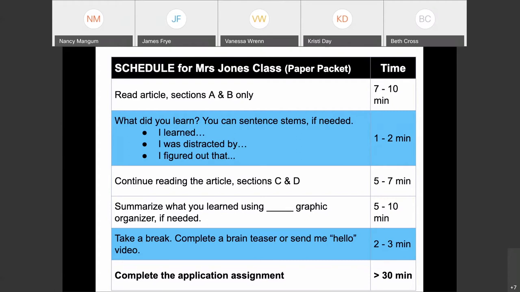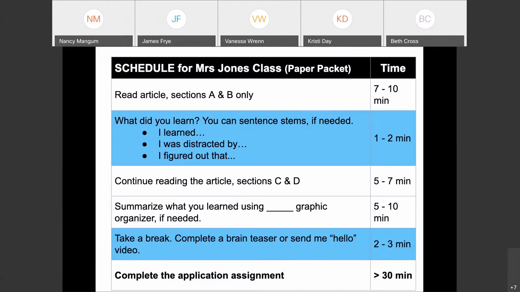It breaks it down, and we could even help teachers think about how much time to give each one of those portions. Again, going back to Vanessa's comment at the beginning, this would be great for PLCs to have conversations about how we are breaking this down for our students, or the timing of our mini lessons.